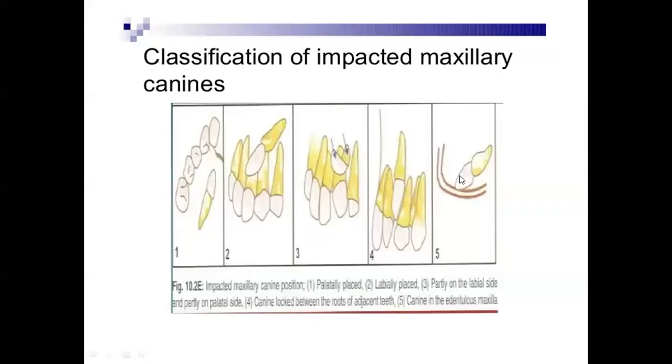So these are all the classifications which are used for the impacted tooth either in the maxilla or in the mandible. In the case of the mandible, there are 2 classifications, Pell and Gregory's and Winter's classifications. Pell and Gregory gave classifications according to the depth as well as according to the space available between the distal side of the second molar and the ascending ramus of the mandible. Winter gave the classification based on the angulation. For the maxilla, the maxillary impacted third molar is classified based on the sinus approximation. And the maxillary impacted canine is classified based on the position, whether it's palatally, buccally, or palatobuccally, or in between the teeth, or present in the edentulous maxilla.